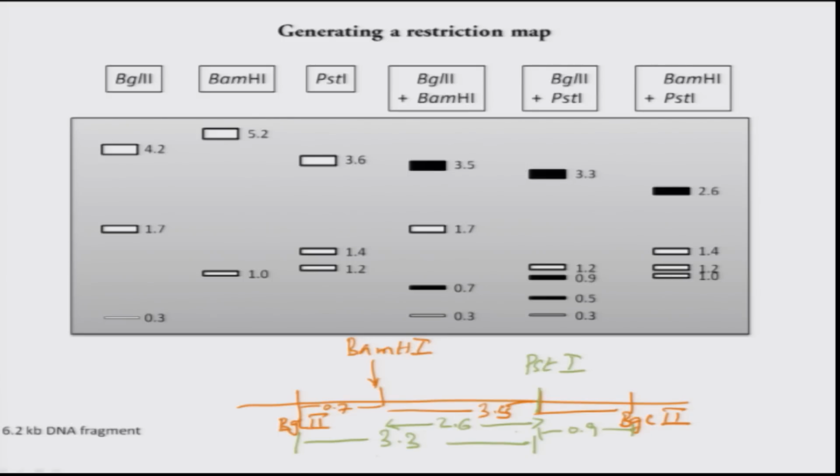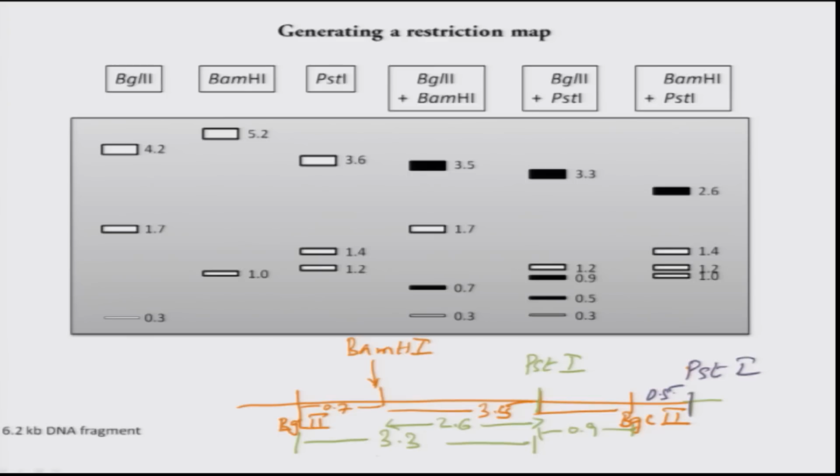There is another band of 0.5 kb in the BglII PstI digestion, and that means there is another PstI site, and it should be on the other side of BglII hopefully. So, let me change the color again. If this is the other PstI site, this could be the other 0.5 kb fragment.